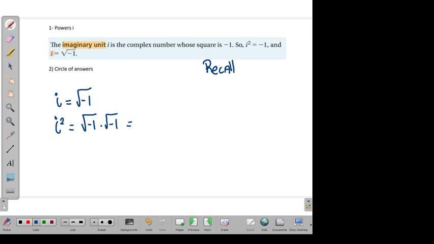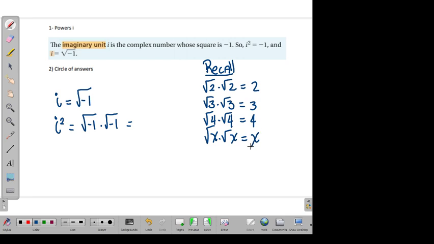Remember this. The square root of 2 times the square root of 2 is 2. Because this is 2 times 2 is 4. The square root of 4 is 2. The square root of 3 times the square root of 3 is, guess what? 3. The square root of 4 times the square root of 4, guess what? 4. The square root of x times the square root of x is equal to x. The square root of Benavides times the square root of Benavides, guess what it is? Benavides.